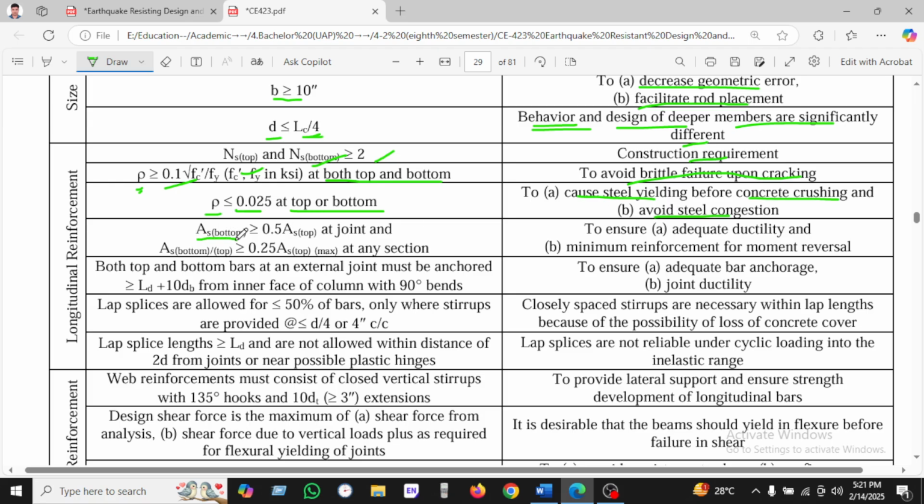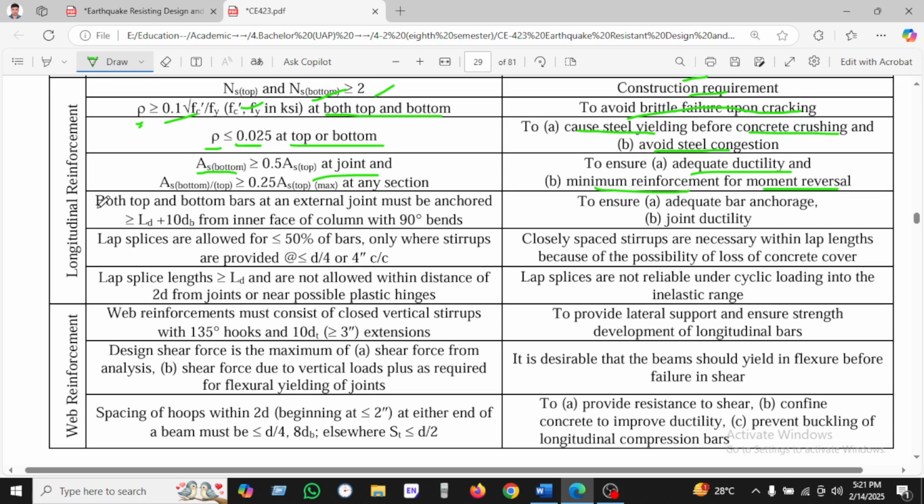The top reinforcement will be 0.05 at the top at the joint, and the ratio of top divided by bottom will be 0.25 at the maximum section, to ensure adequate ductility and minimum reinforcement for moment reversal.